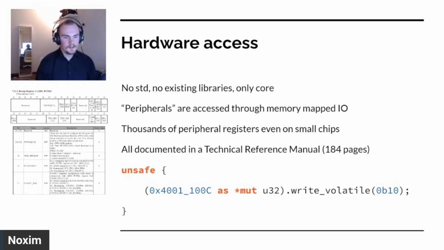But if you look at the reference manual and you write it out, you can use, for example, raw pointers to write your values directly into the magical memory addresses, and it works. That's how I got my first LED blinking, but it's not particularly pretty, and I definitely wouldn't want to do this for all of the thousands of different registers that you have.